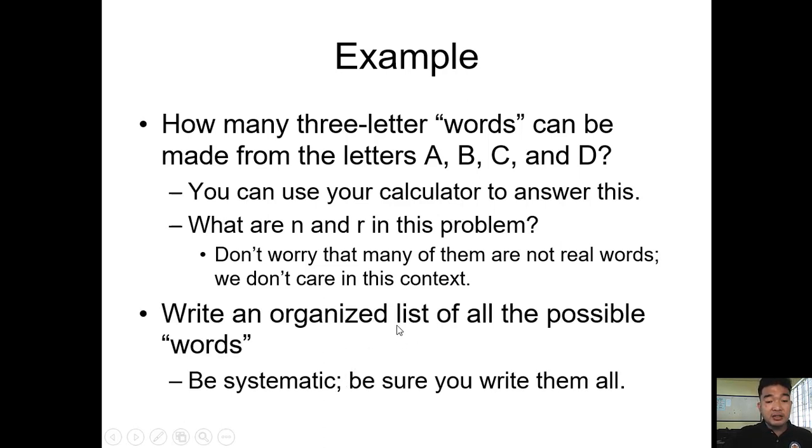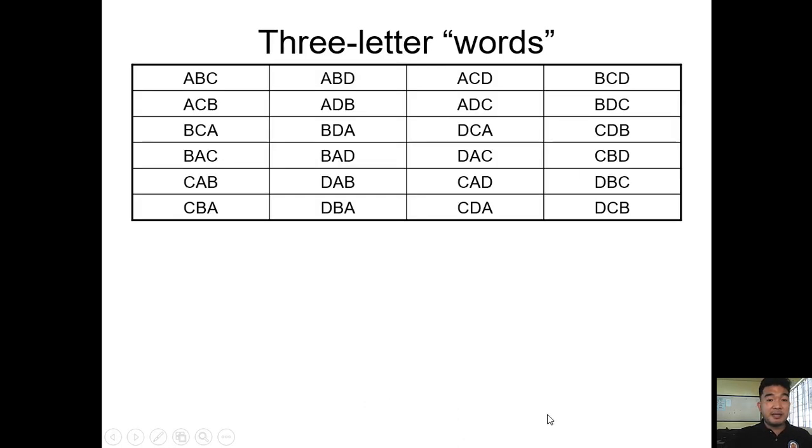We may write an organized list of all the possible words kasi apat lang naman yan. So, you just have to be systematic and be sure that you write them all. Kasi kung meron tayong ma-miss, mamamali na tayo. So, this is an example of writing an organized list. Sabi ko nga kanina, no, pwedeng table. So, we have ABC, then ABD, ACD, BCD, ACB, ADB, ADC. BDC, and so on up to DCD.